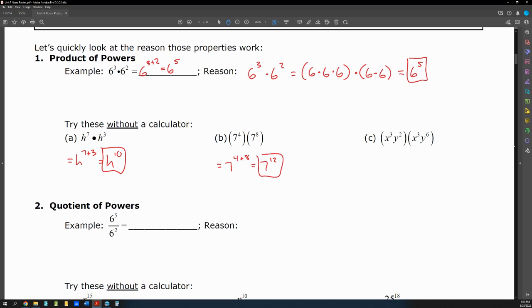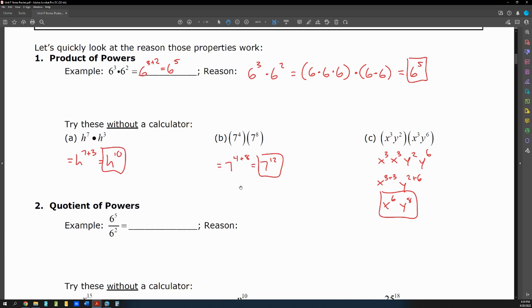And finally, we have x cubed y squared times x cubed y to the 6th. Multiplying x's with x's and y's with y's, we get x cubed times x cubed, y squared times y to the 6th. Well, now we can combine those with like bases. So we have x to the 3 plus 3, y to the 2 plus 6, and we get x to the 6th, y to the 8th. So we can add those exponents of like bases.